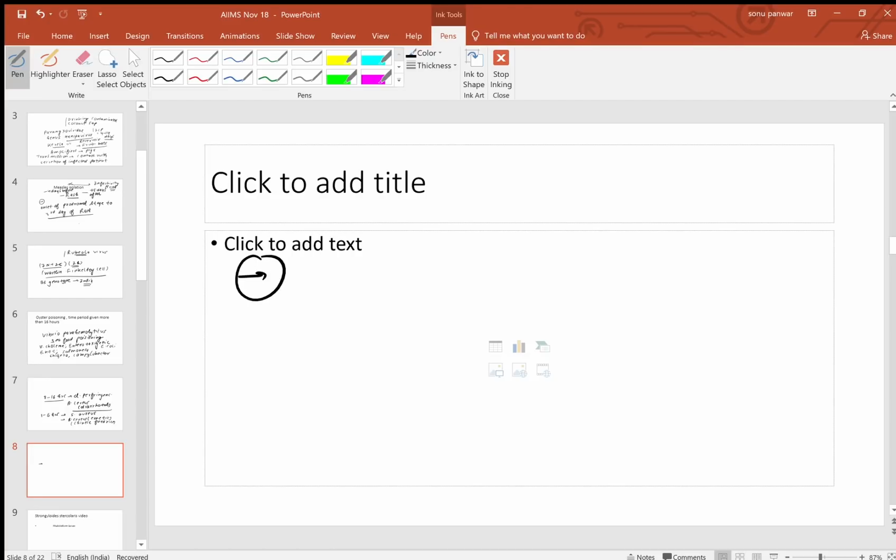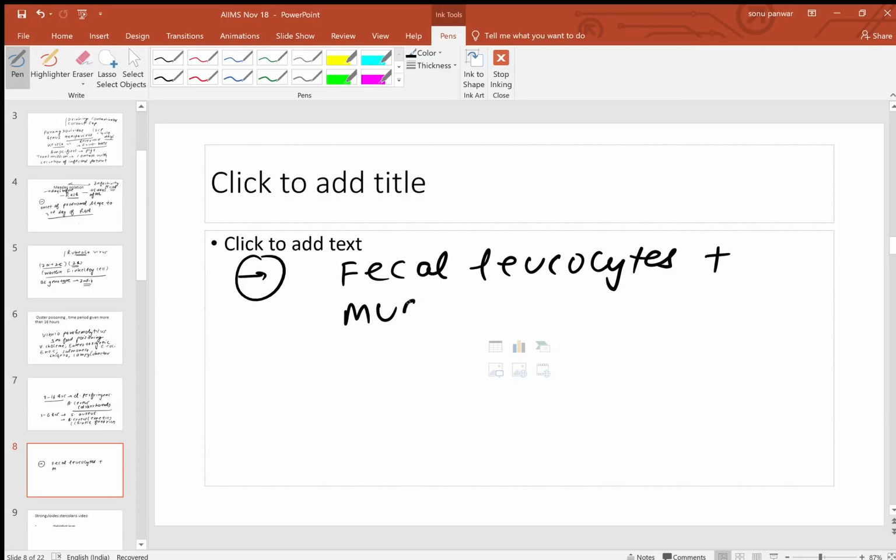Some question has come regarding the leukocyte stuff. Okay, that fecal leukocytes are seen along with mucus and all. So remember, if these fecal leukocytes are coming up, one thing is for sure, that this is an inflammatory form of diarrhea. An inflammatory form of diarrhea associates with what? All these three fellows. What is that? Shigella, Salmonella, and Campylobacter. They are there in that particular one.